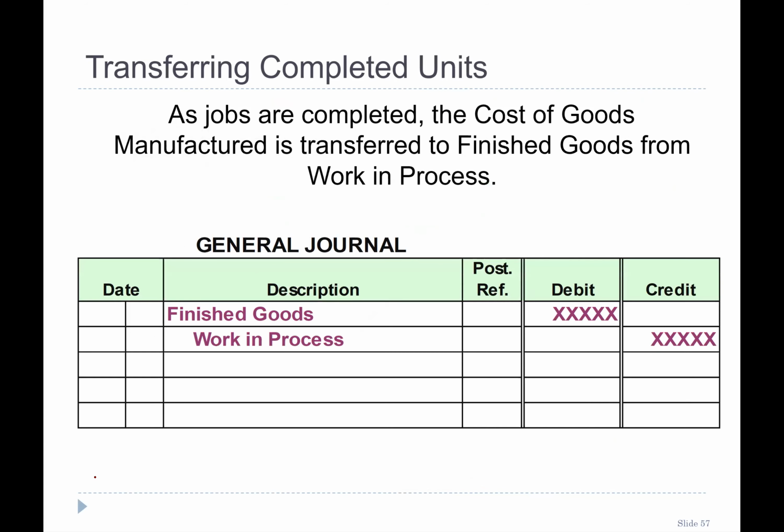So when this happens, let me just clear all this mess here. As jobs are completed, the cost of goods manufactured is transferred to finished goods from work in progress. So when you transfer, it means you are going to increase the finished goods. Finished goods is our inventory. Increase in finished goods means increase in asset, which is debit side. And since you are decreasing the work in progress, decrease in work in progress means decrease in inventory. Decrease in inventory means decrease in asset, which is credit.